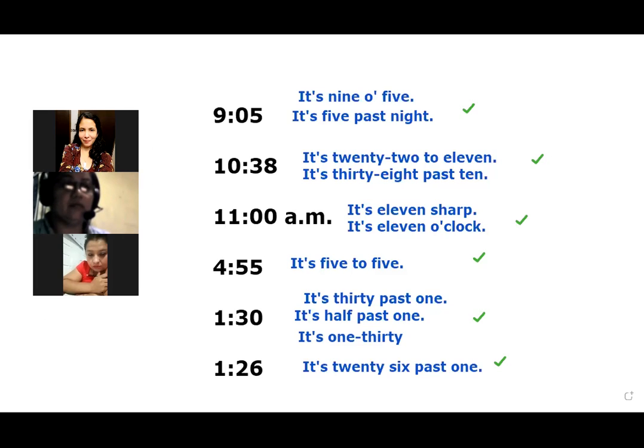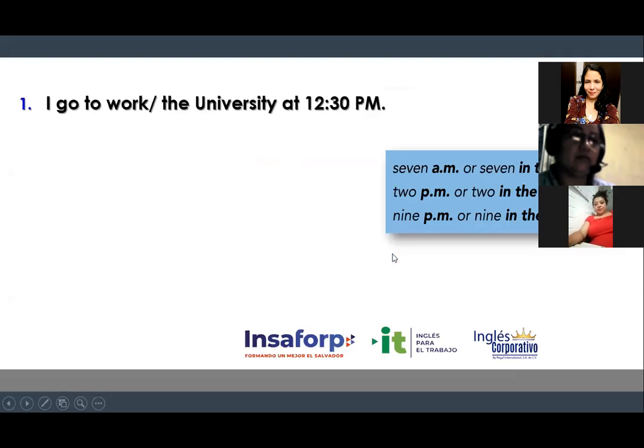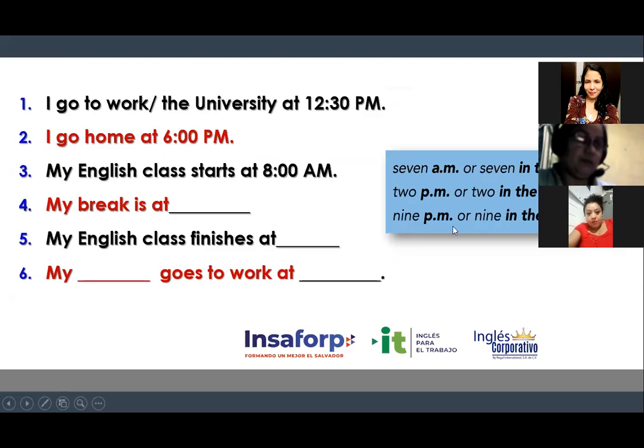¿Puedo desplazarme ya a la siguiente diapositiva? Can I? Excellent. Yes, teacher. Super. Muy bien. Y aquí tenemos, ¿verdad? Otros ejemplos. Recuerden que cuando hablamos de tiempo, especificamos 7 a.m. or 7 in the morning, 7 p.m. or 2 in the afternoon, 9 p.m. or 9 in the evening. Okay, so that's how we say it.